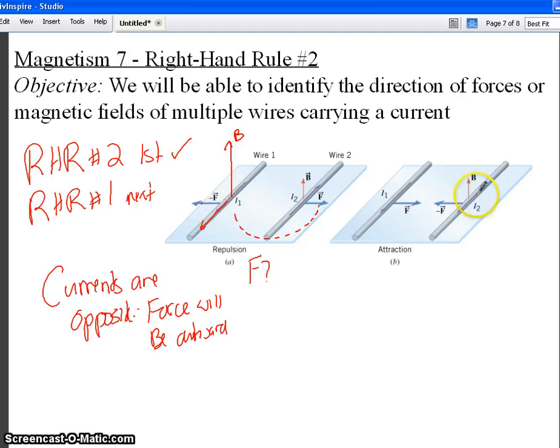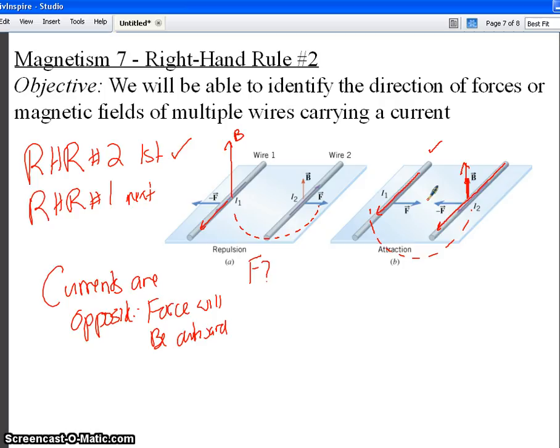On the flip side, let's say they both have the same current. So I'm going to do the same thing, okay? Right-hand rule number 2 first. I'm going to take my thumb, point it down this wire, curl my fingers around this way. My fingers are pointing up. So the magnetic field is pointing up. Let's do right-hand rule number 1 now. I'm going to take my thumb, point it along this wire right here. My fingers are pointing straight in the air. My palm is facing inward. So if the current was in the same direction, these two wires would be bending towards each other.